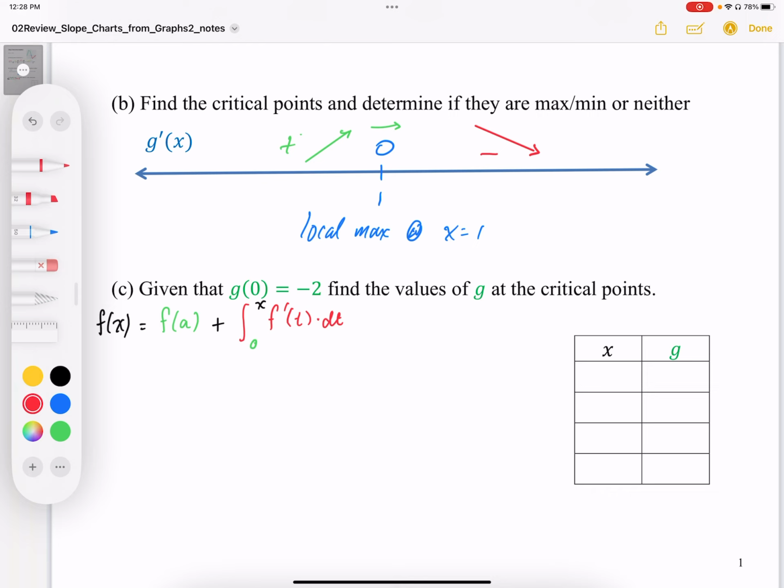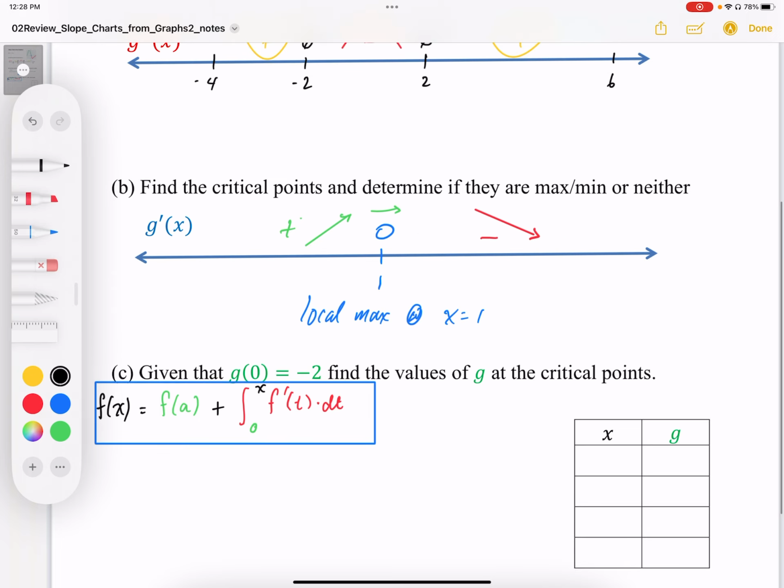Okay, so we're going to find these y coordinates. Just going to put a box around that because that's very important. We're going to find the y coordinates. So we're going to find values of g, and we need values of g at the endpoints. So in this case, the endpoints are going to be -4 and +6, and we only have the one local max that we have to account for. So at x equals 1.